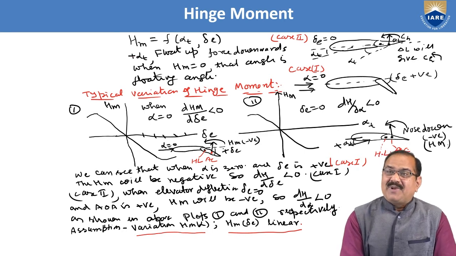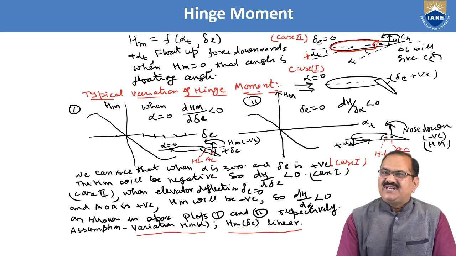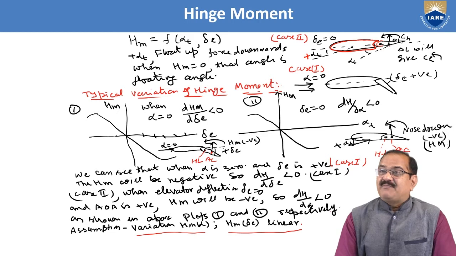Okay, so if alpha t is plus, you can see here in this diagram, this is your tail from here to here. This is the tail and this is the elevator here. So if it is a plus alpha t, then what will happen? This plus alpha t will make a positive angle of attack in the elevator also, and the elevator will go up. Elevator will go up means float up.